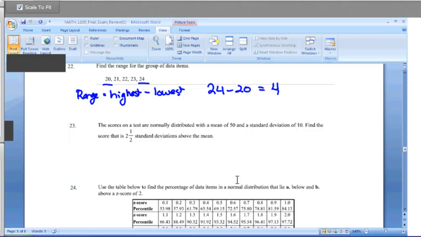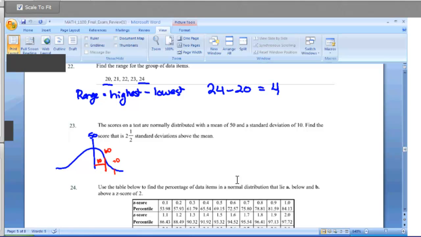For 23, the scores on a test are normally distributed with a mean of 50 and a standard deviation of 10. Find the score that is 2.5 standard deviations above the mean. So if they're normally distributed, we have a bell-shaped curve, and in the middle is 50. Now we go 1 standard deviation over, that's 10, so this would put us at 60. If we go another standard deviation, that's going to put us at 70.